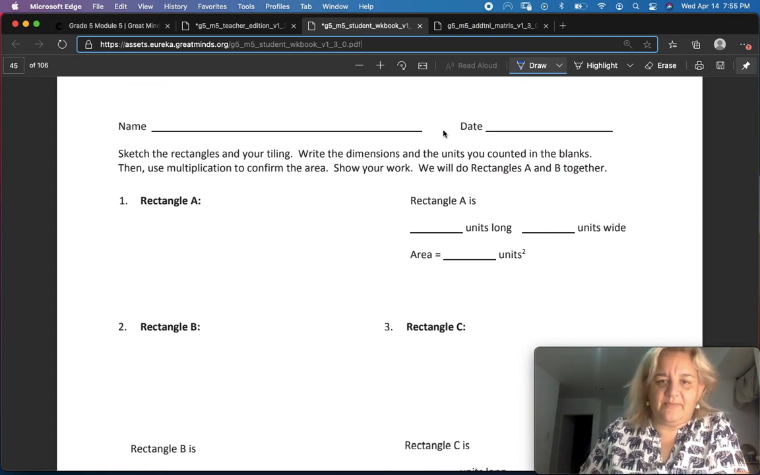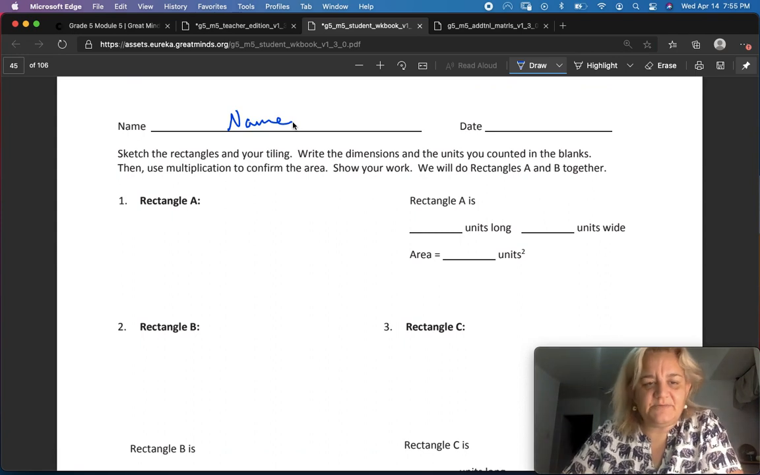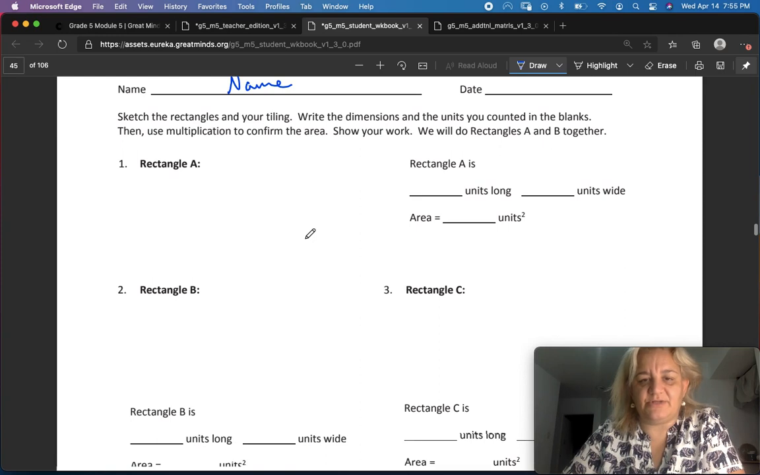Write your name on the paper. Sketch the rectangles and your tiling. Write the dimensions and the units you counted in the blanks. Then use multiplication to confirm your area. Show your work. We will do rectangles A and B together.